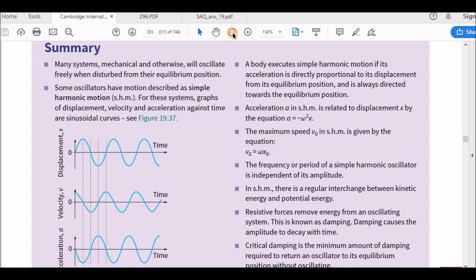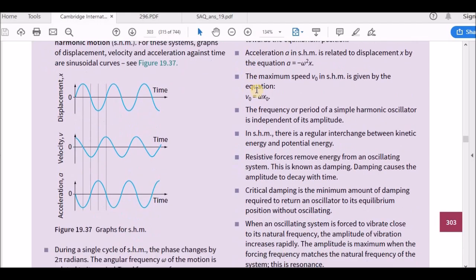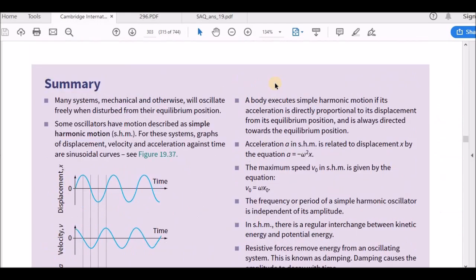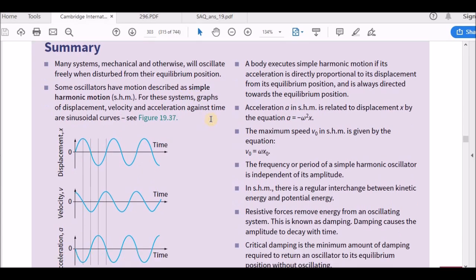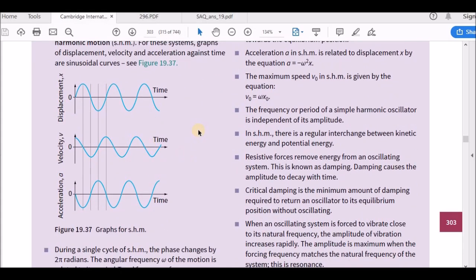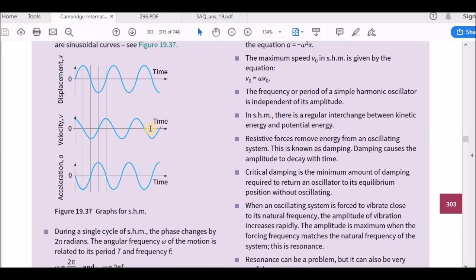The summary is also very important because it's kind of like a review of what you learned. Okay, so let's go through the summary. Many systems, mechanical and otherwise, will oscillate freely when disturbed from their equilibrium position. Some oscillators have motion described as simple harmonic, SHM, simple harmonic motion. For these systems, graphs of displacement, velocity and acceleration against time are sinusoidal curves. So even this we call sinusoidal. Even though it's a cosine graph, the shape is this way, like a sine graph. So all three are sinusoidal. So even a cosine graph is called a sinusoidal curve.